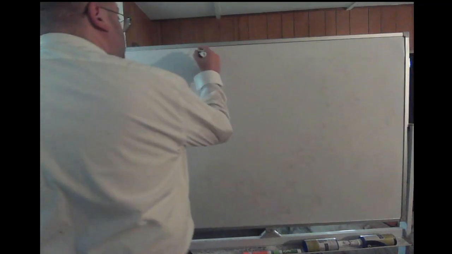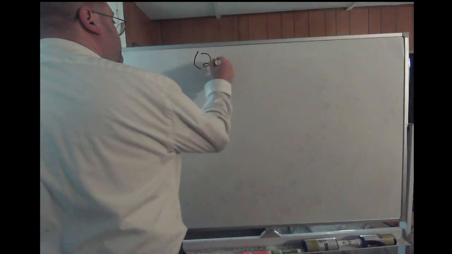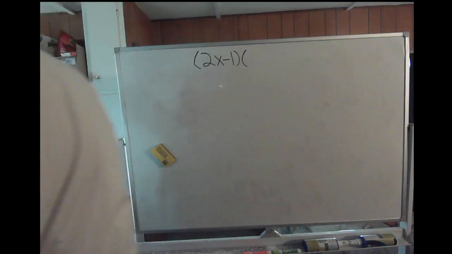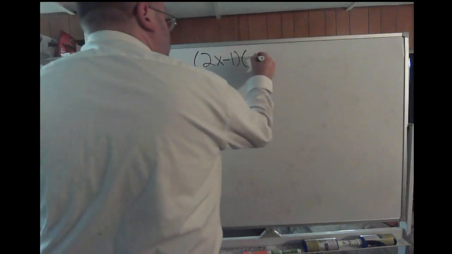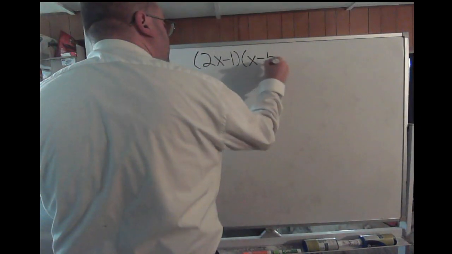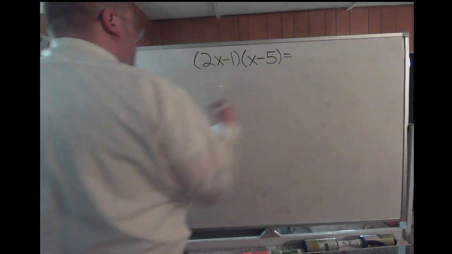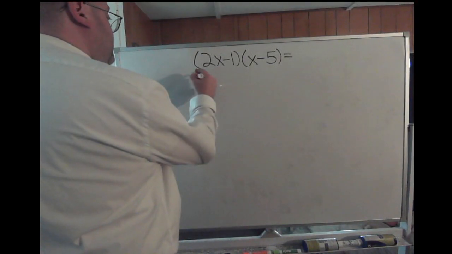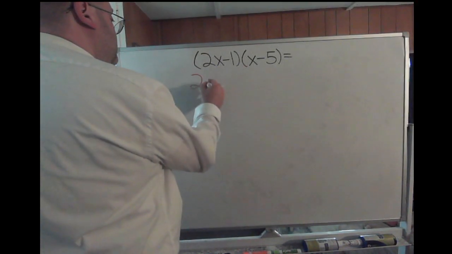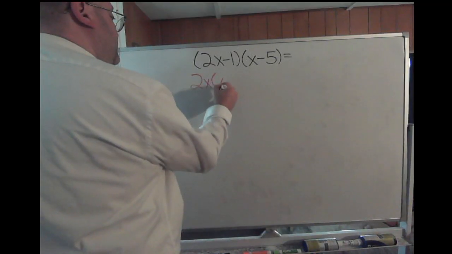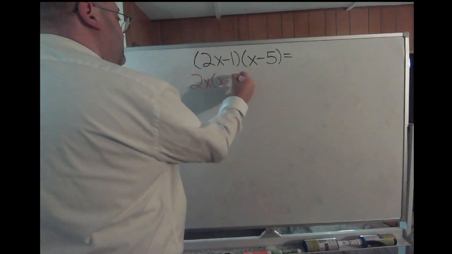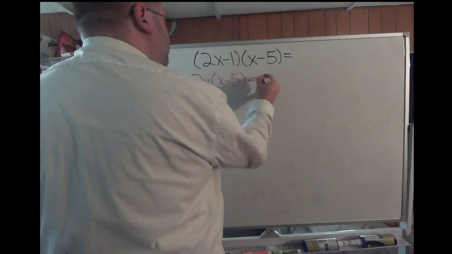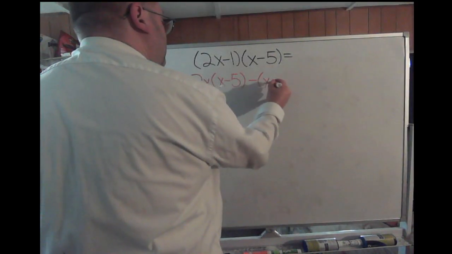Now this is a little bit different. We have the quantity of 2x minus 1 times the quantity of x minus 5. Well, what we're going to do is take that 2x times that quantity of x minus 5, minus 1 times x minus 5, or just simply minus x minus 5.